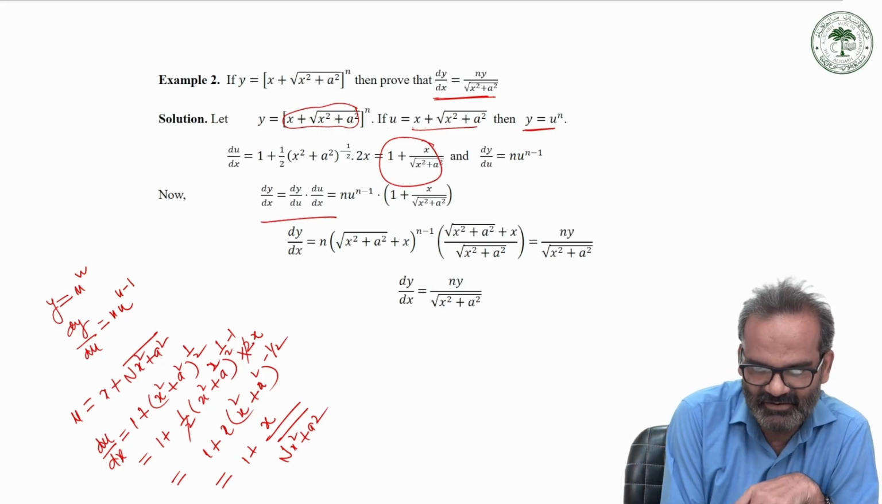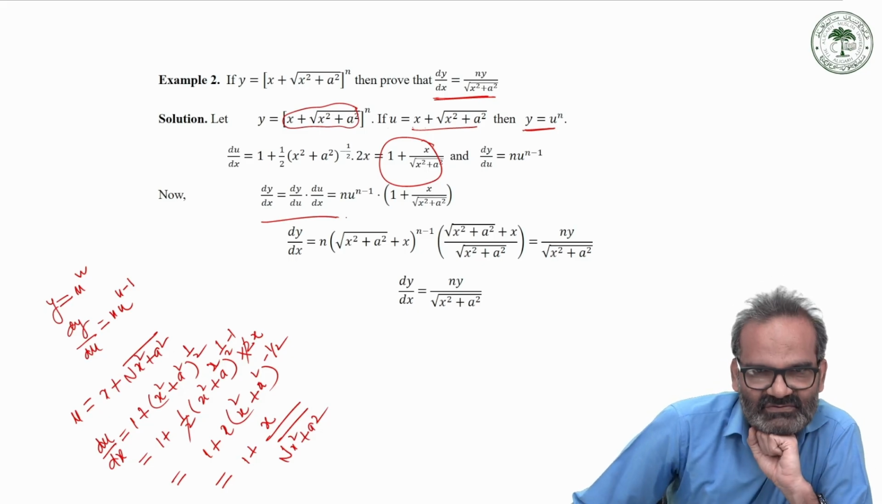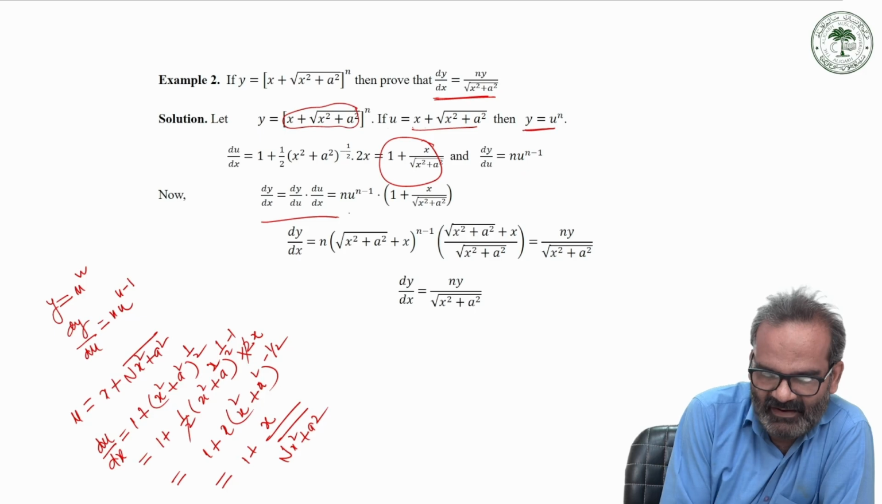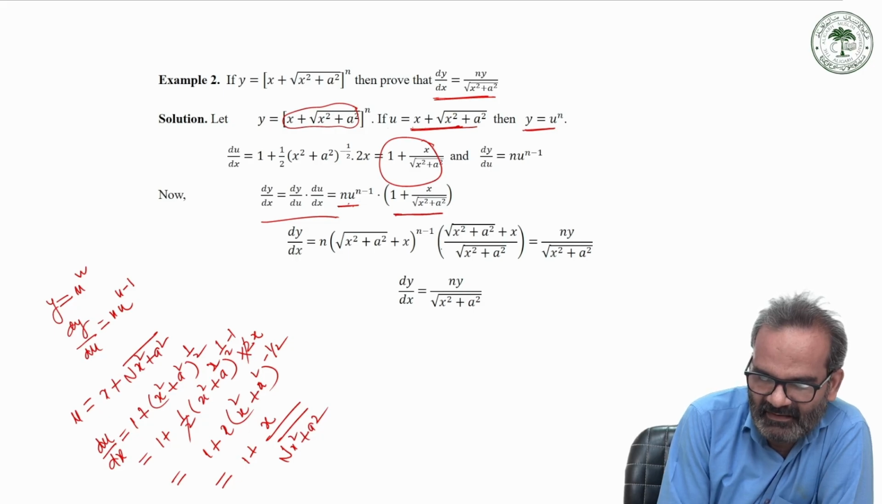Now apply the chain rule. dy over dx is equal to dy over du into du over dx. Substitute these values. The value of dy over du is n u raised to n minus 1 and the value of du over dx is this, right? So dy over dx is n, put the value of u we have taken, x plus root x square plus a square, its power n minus 1. And this is 1 plus x upon root x square plus a square. Multiply this with this. Root x square plus a square plus x upon root x square plus a square.